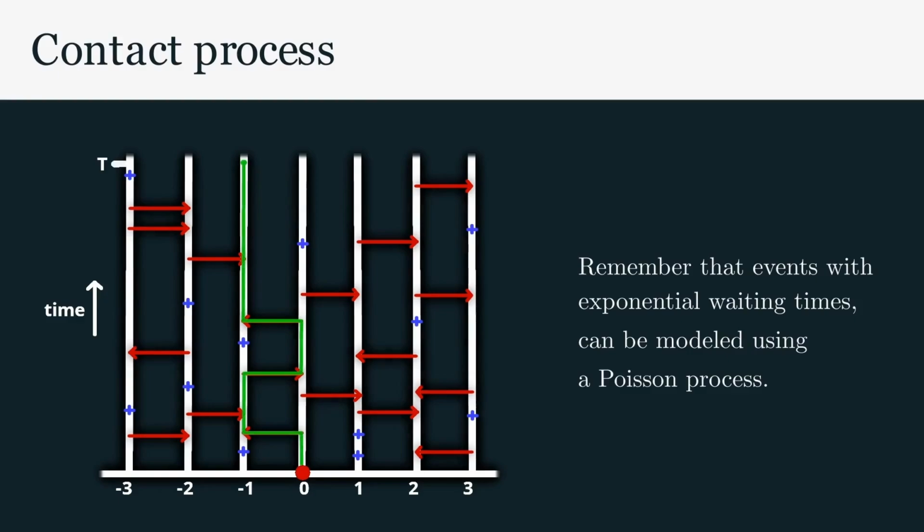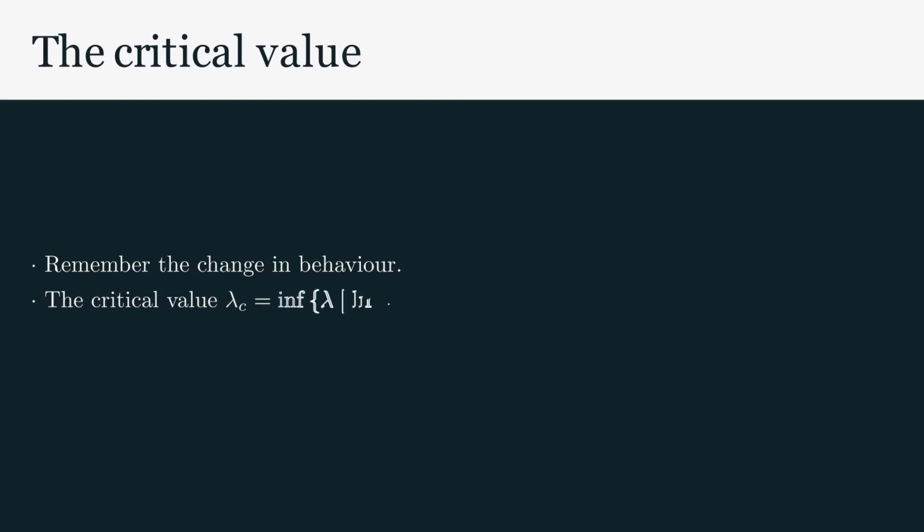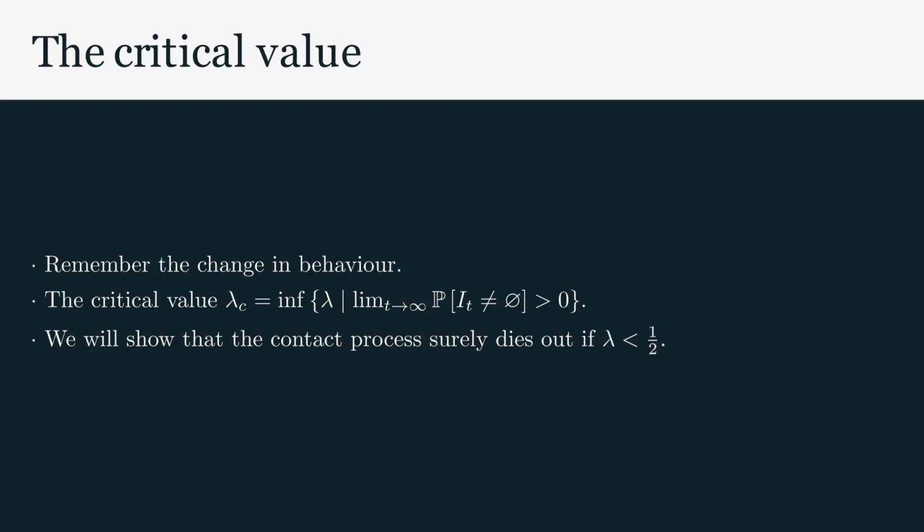With this visual representation, we're now almost ready to get into the main proof of this video. But I want to quickly delve into the critical value I showed you at the start. Remember this change in behavior that happened in the process. This change in behavior we can quantify using this definition of the critical value. The specific mathematical notation is not very important. I just want you to realize that to show that the critical value is greater or equal to 1/2, we have to show that the contact process surely dies out if lambda is smaller than 1/2. This is what we'll do now.